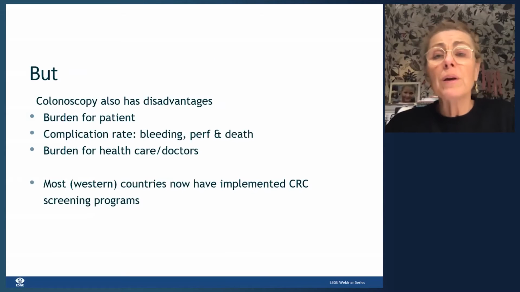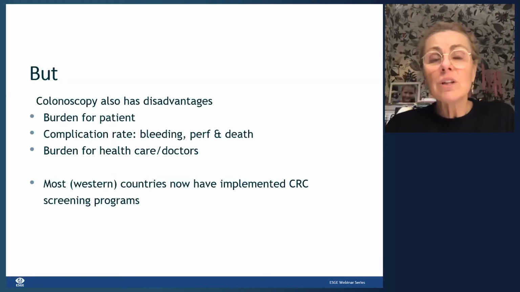However, colonoscopy, although it is the gold standard, also has disadvantages. It is, of course, a burden for the patient to undergo a colonoscopy, but it also has a bleeding rate, a perforation rate, and there's even a very small chance of death after colonoscopy. Besides, it is a big burden for healthcare and for doctors because we need to do all those colonoscopies and they also have to be paid for.